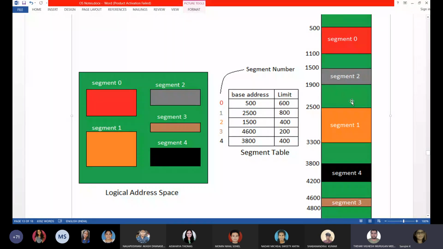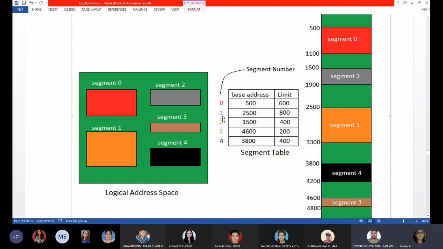So it is called a non-contiguous allocation. Segment 0 here, segment 1 here, segment 2 here, segment 4 here, segment 3 here, like that it is. Non-contiguous allocation inside the main memory. So that is base address and limit.